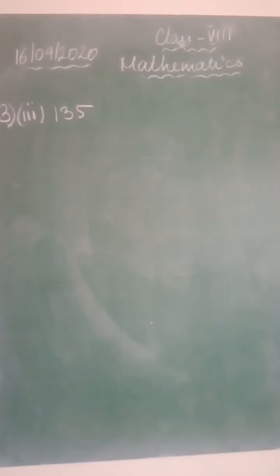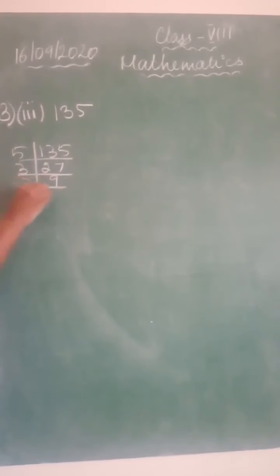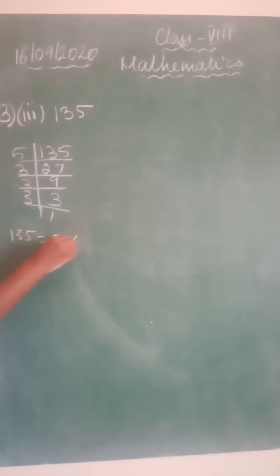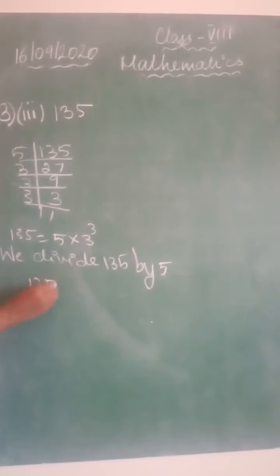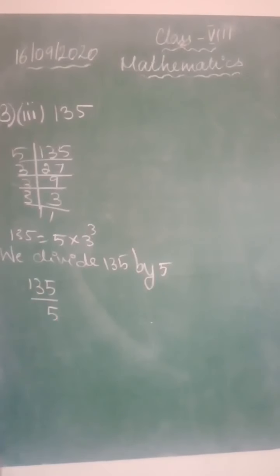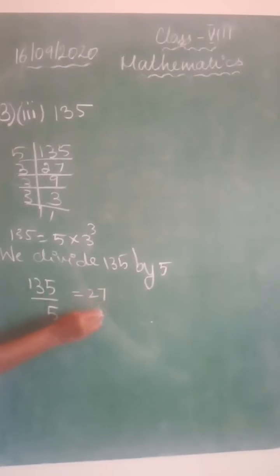Next question is 135. To do prime factorization for this, start with 5 table. 5 2s are 10, 35. So that is 27. Then 3 9s are, 3 3s are, 3 1s are. So 135 can be written as 5 into 3 cube. So 5 is left without group of 3. So we divide 135 by 5. Okay. So 135 divided by 5, what will you get? 27. That is a perfect cube. Is it clear for all of you?